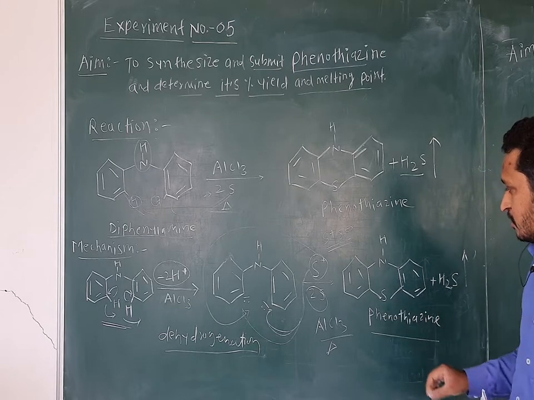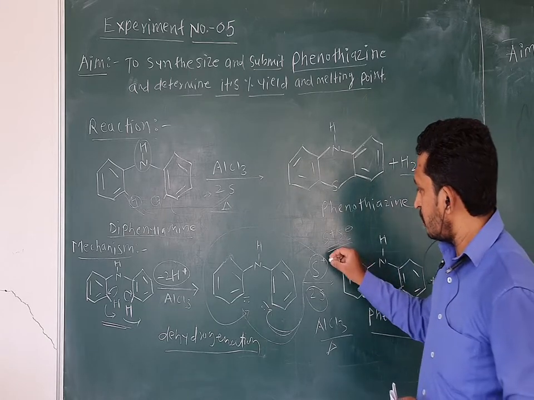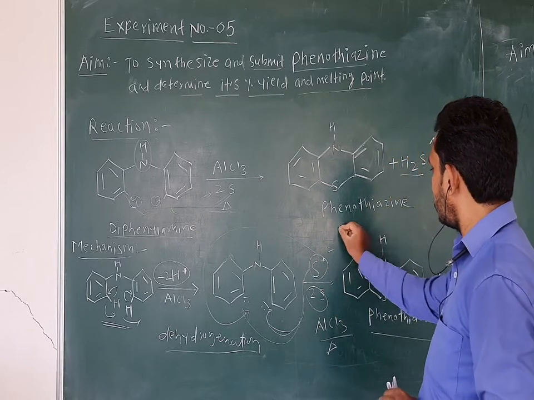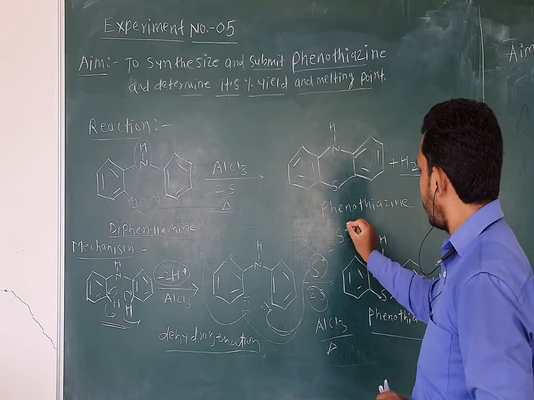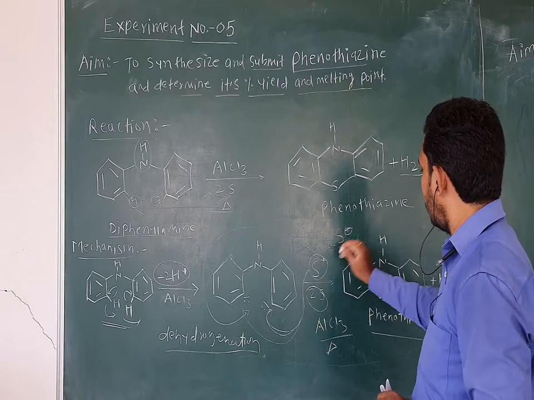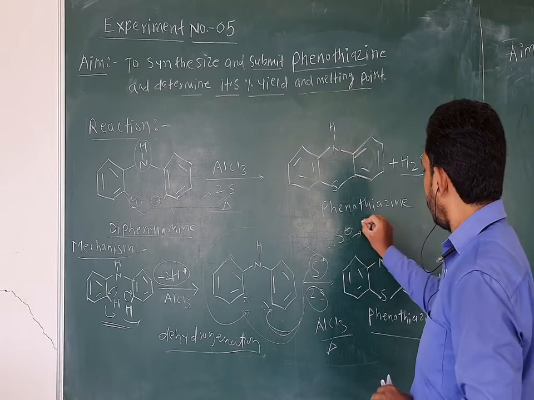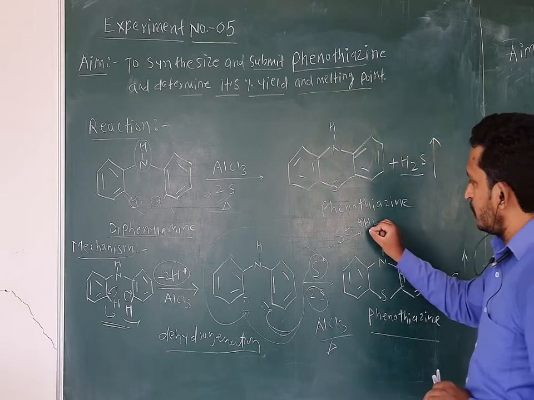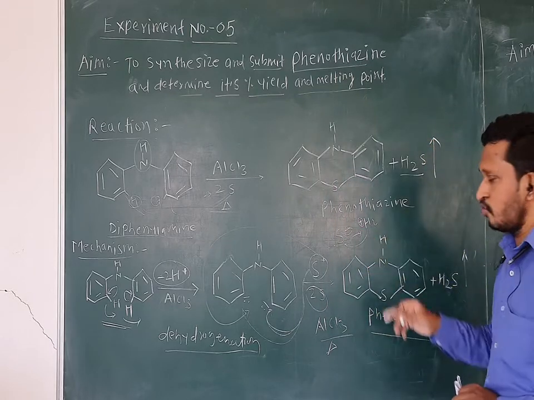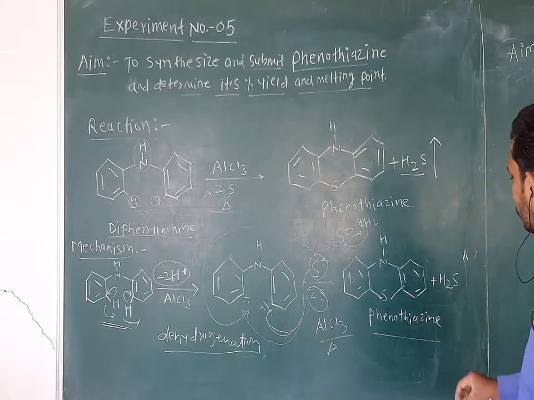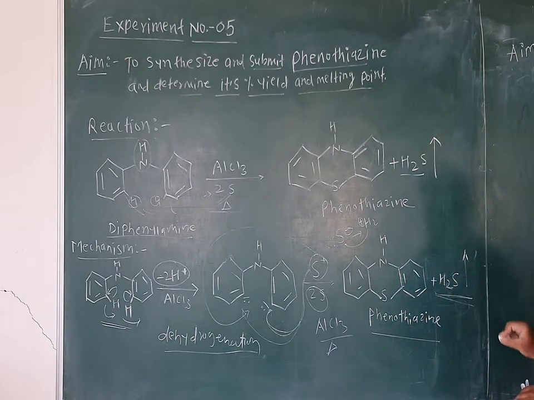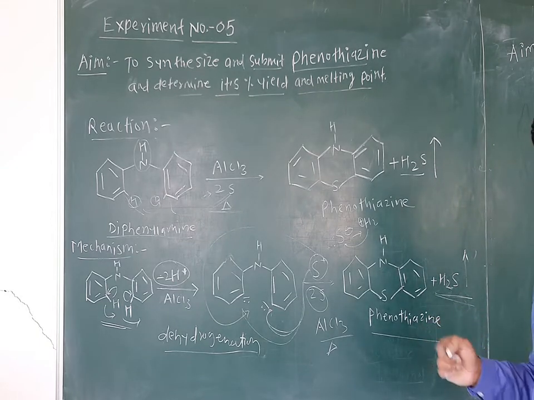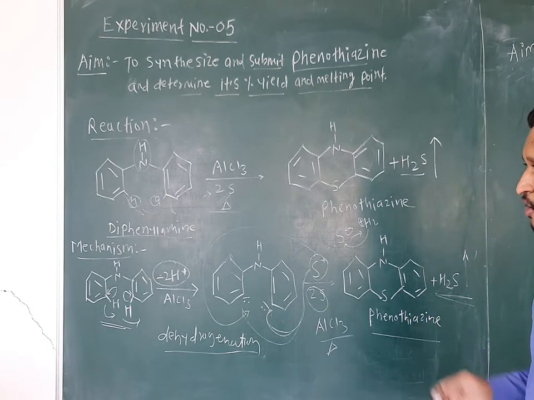Also during the reaction, the sulfur that is negatively charged, this sulfur, acquires a negative charge and lone pair of electrons. Then it will be attached to 2 hydrogens which are H positive, means which are electron deficient. So sulfur attached to 2 hydrogens which are electron deficient, and in this way there is evolution of hydrogen sulfide gas. Now this is about the mechanism as well as the chemical reaction of phenothiazine.